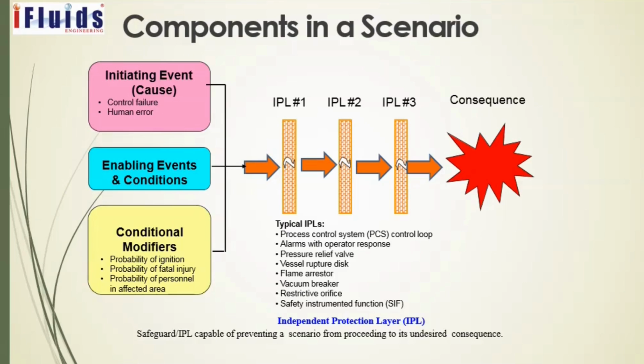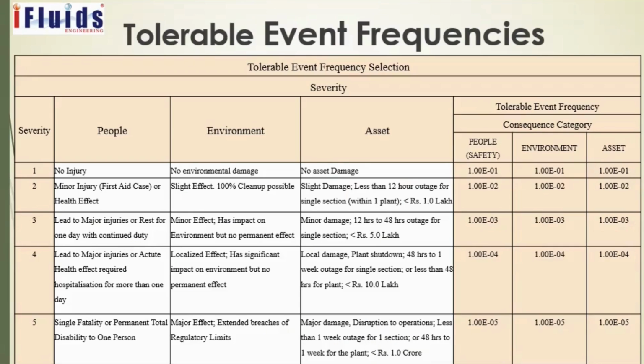So typical IPLs, what are the IPLs? Control system, PCS. You can say BPCS, that is the control group. Then alarm, same thing what we have seen. Pressure valve, what was written there, it's in a pictorial representation. So this is the tolerable event frequency. It is given in a little more detail, and this will be used in the analysis phase.